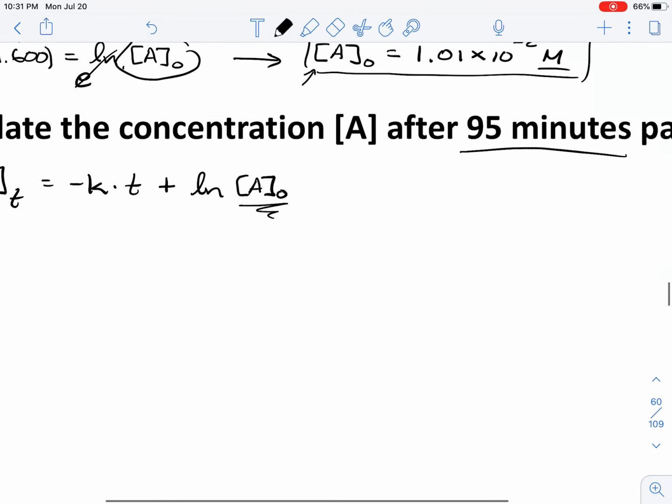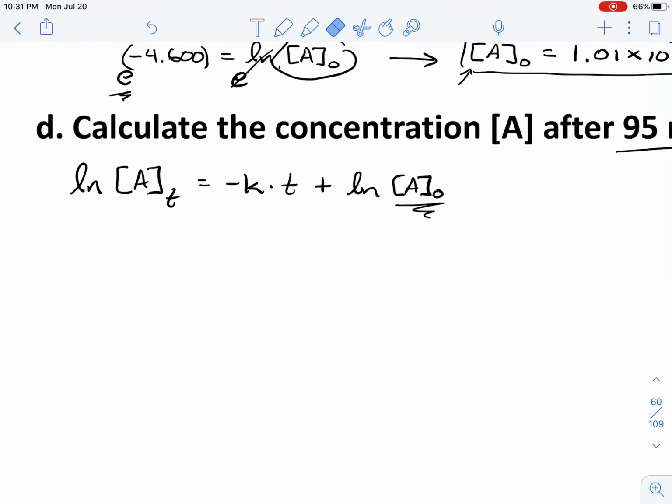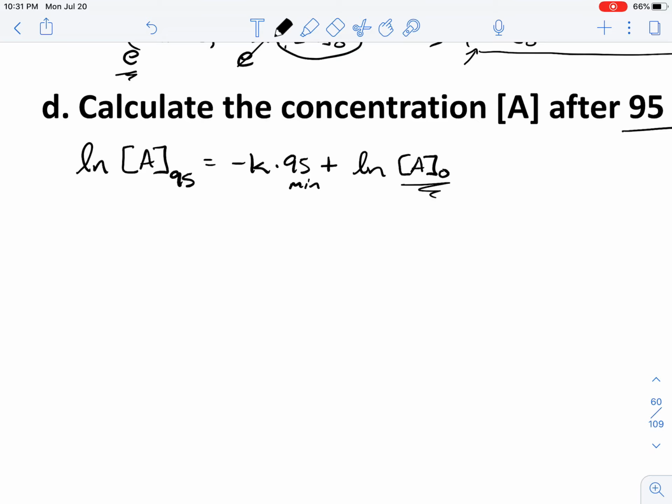And so since the time period is 95 minutes, I'm going to go ahead and put a note that this is reflective of 95 minutes. Okay. And so this is essentially what I'm looking for. And so I'm just going to go ahead and plug in my values. So I know my rate constant K from part A. So that was 2.00 times 10 to the negative 2, 1 per minute.